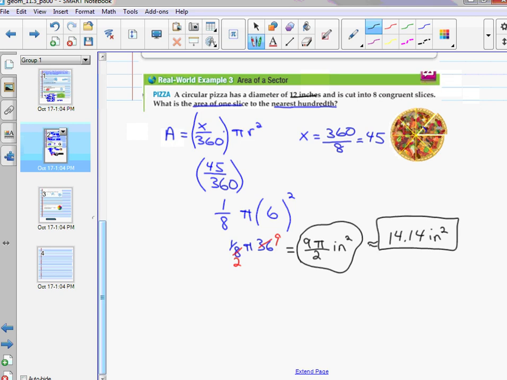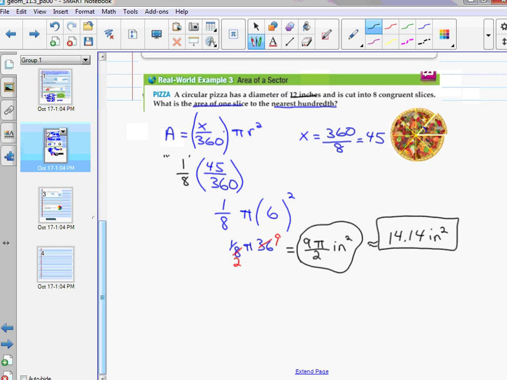Question? So, to get the 1/8. Well, to get the 1/8, I figured out how many degrees I'd have in the slice, which is the whole thing, 360 divided by 8, 45. Now, if you reduce this, 45 goes into itself once, it goes into 360 8 times.